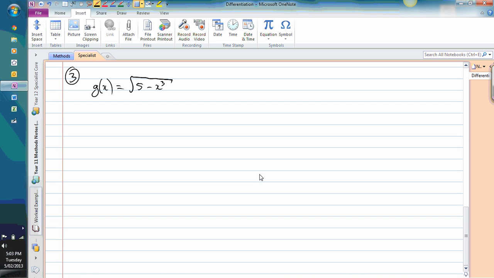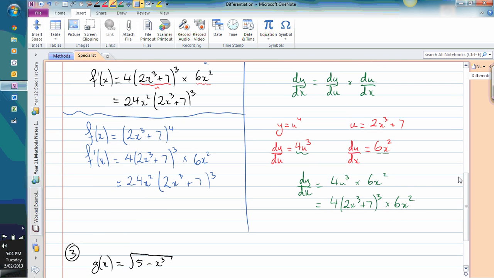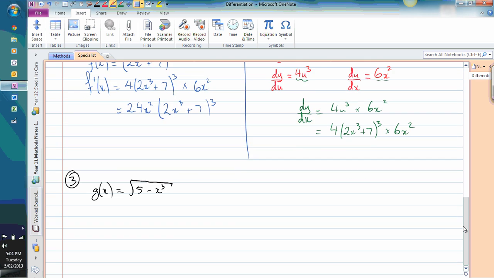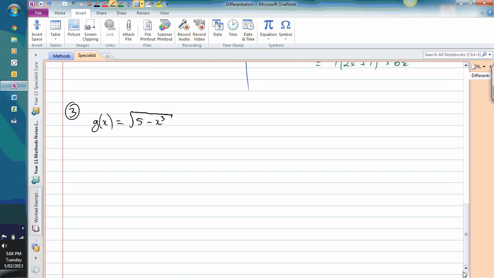I thought it would be worth doing just one more example of a chain rule problem, and this time I'm not going to do any of this extra complicated working that we did before. I'm just going to use the shortcut method straight away. Let's have a look at this function here.